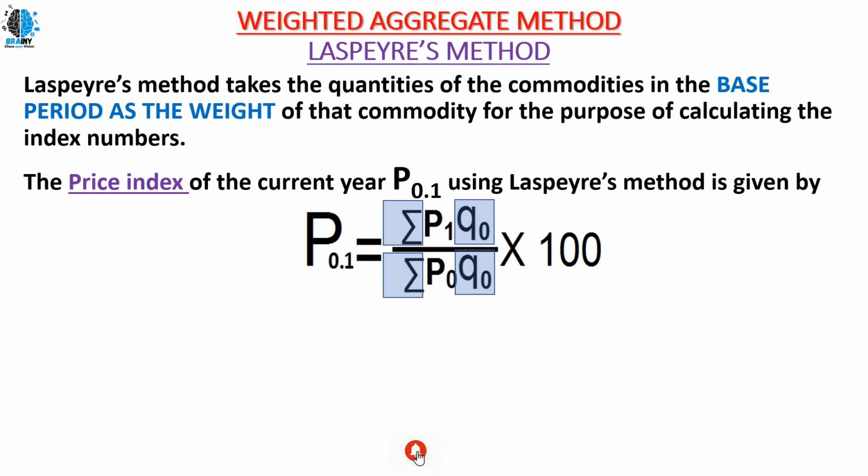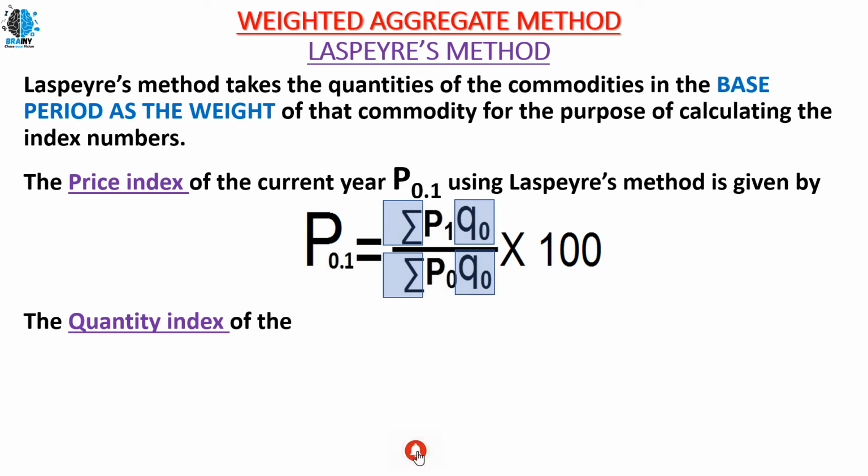So what is the Laspeyres method? P01 is equal to summation P1 Q0 divided by summation P0 Q0 into 100. Whereas Q0, you can see, is in the numerator as well as in the denominator. It means that the weight is added. The base period weight is added to the current period price as well as to the base year price. This is called our price index of the Laspeyres method, having weight given to our quantities of the base year.